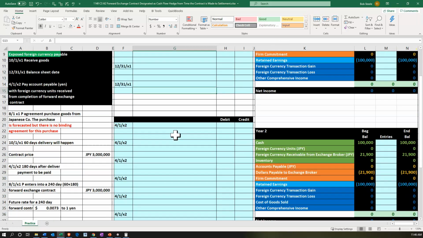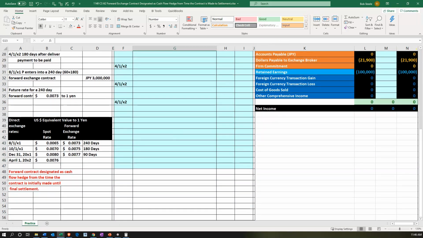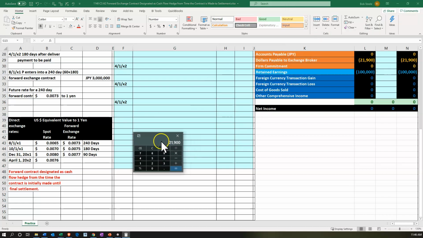So let's go on down. We're going to say now we got the inventory. Whenever we get the inventory, even though we have not yet paid for it, we're going to value the inventory as of the point in time that we got it, and that's using the spot rate. We're not projecting out into the future until we pay for it. We're just using the current exchange rate as if we paid cash for it at this time. So 3 million times the 0.0065, that's going to be the 19,500. But that's wrong. Sorry about that.